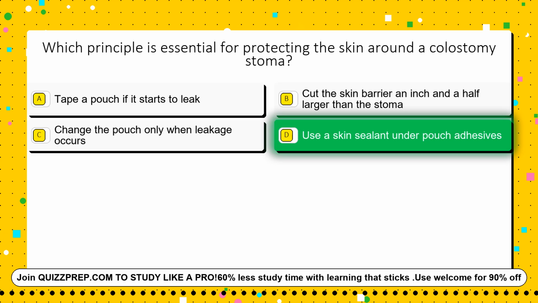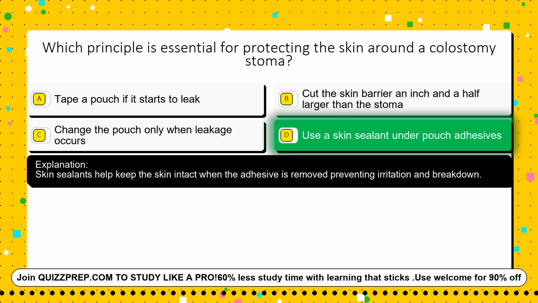The correct answer is option D. Use a skin sealant under pouch adhesives. Skin sealants help keep the skin intact when the adhesive is removed, preventing irritation and breakdown.